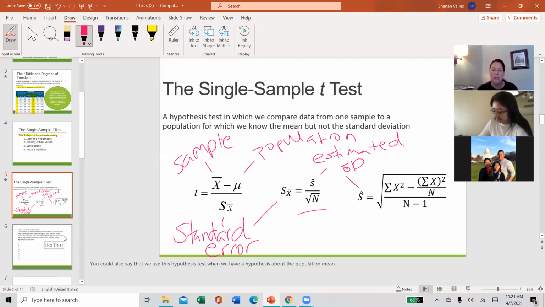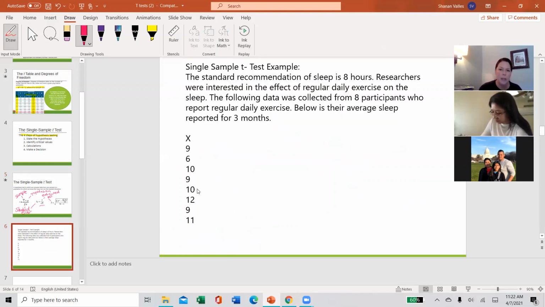All right, so let's move on and now finally put this all into practice so that we can see exactly what it is that we're doing. Here I listed an example for us. This is a single sample t-test. Here's our little problem.